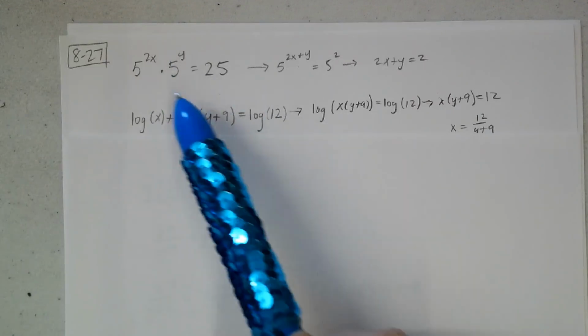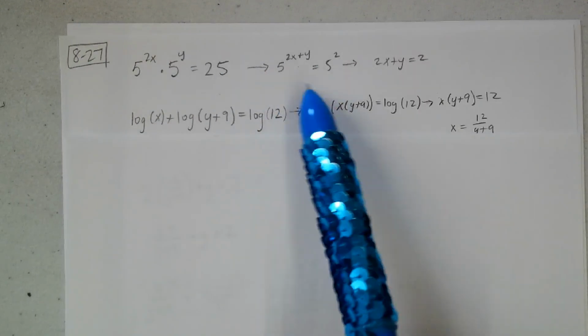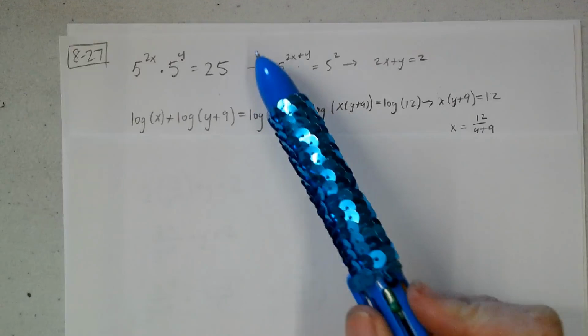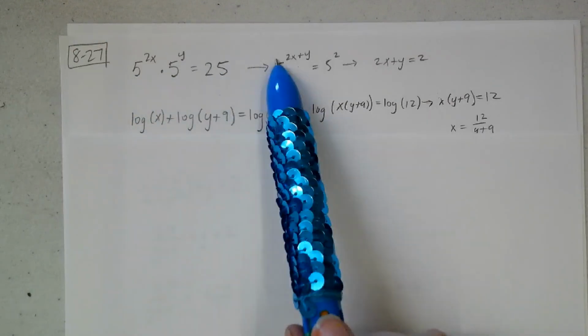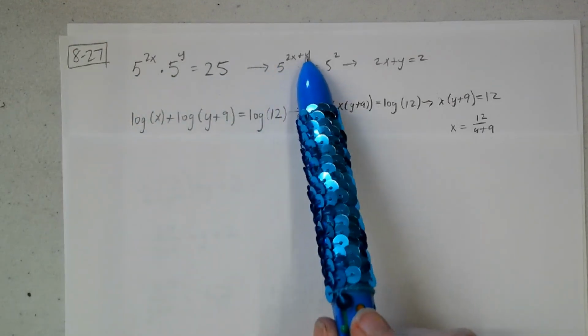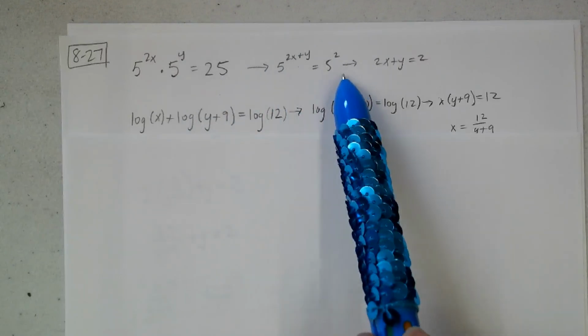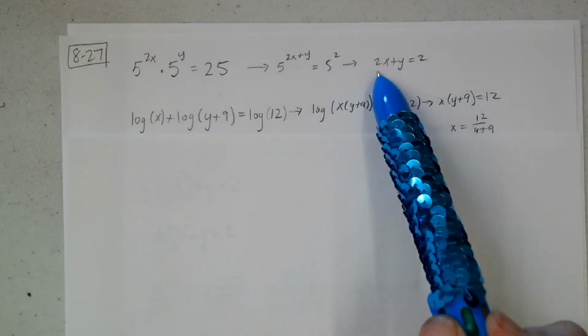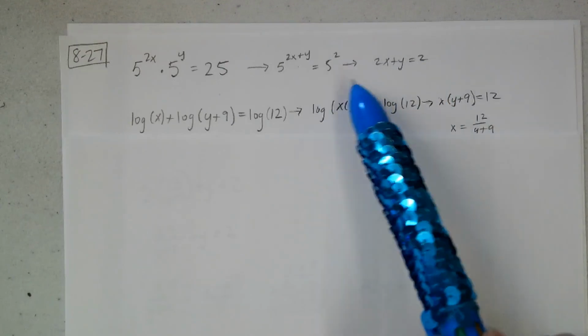So what I decided to do was to simplify each of the two equations to try to get them in x and y. So I rewrote this one as 5 to the 2x plus y and 5 squared, and then I just equated the exponents so that I could get an equation in x and y.